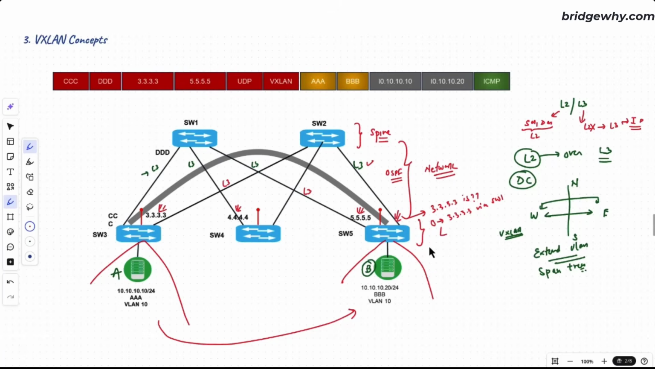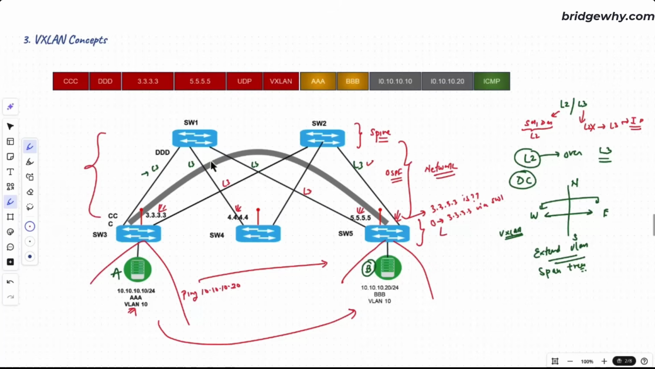So this is what I have done. Now my sole purpose is how I am going to extend this VLAN 10 over this layer 3 infrastructure. What is the meaning of extension? The meaning is, if I do a ping from A, suppose I write ping 10.10.10.20, the message should reach here. And how is it going to happen? Just try to understand. When I write the ping, what will happen?